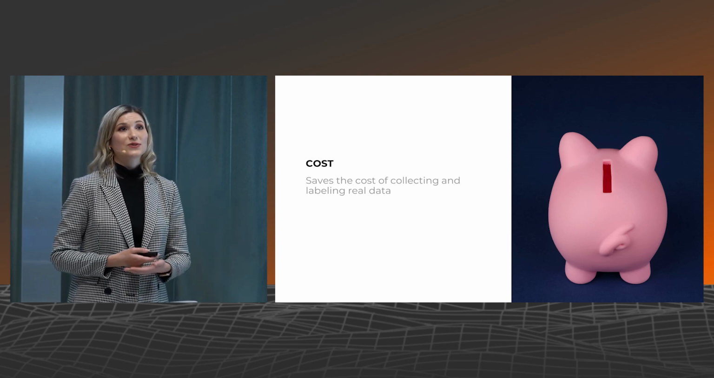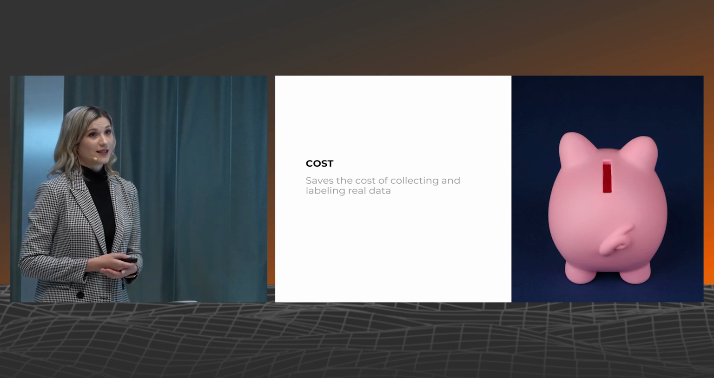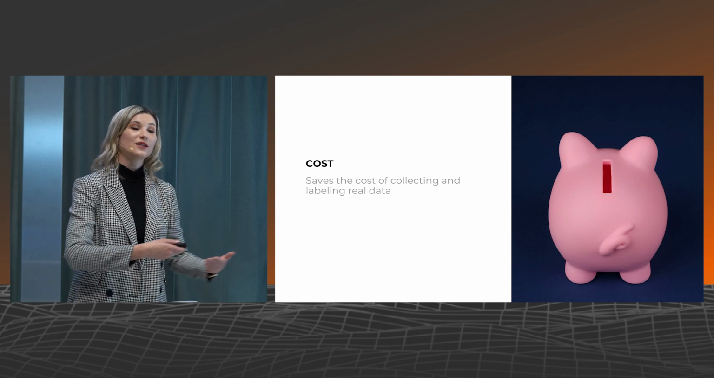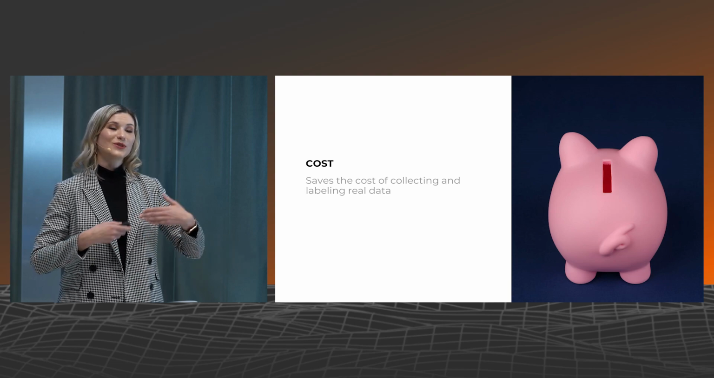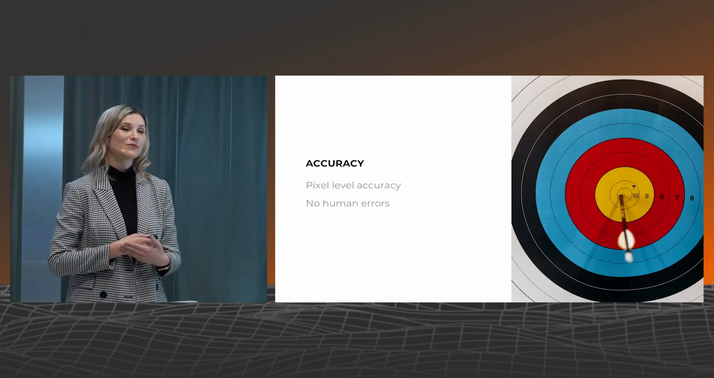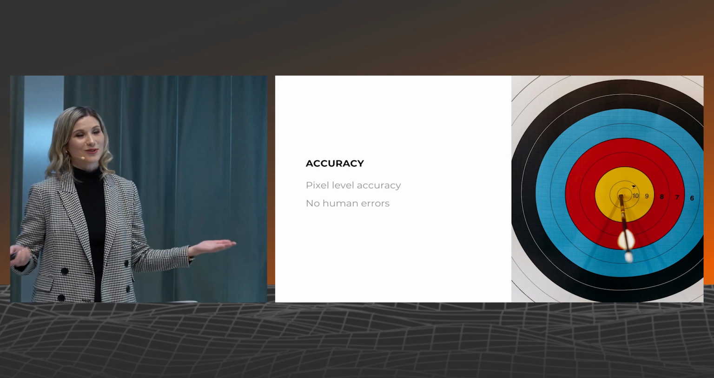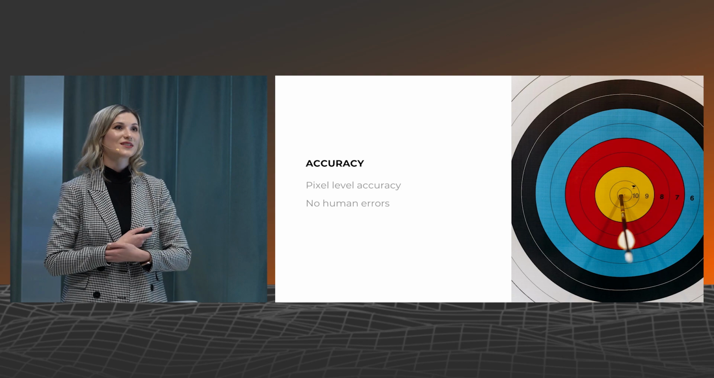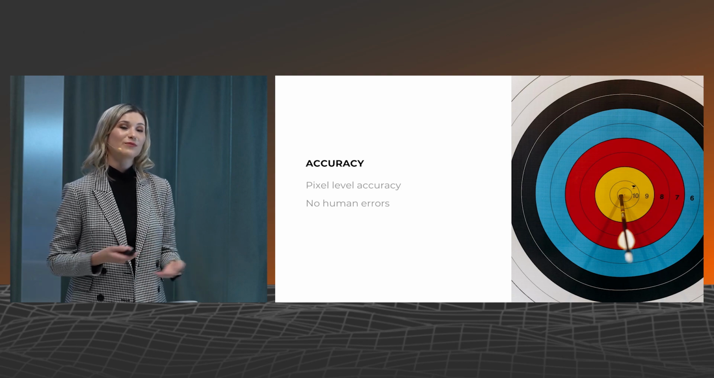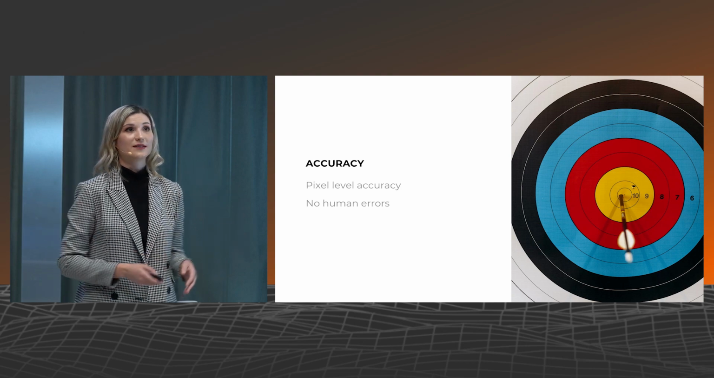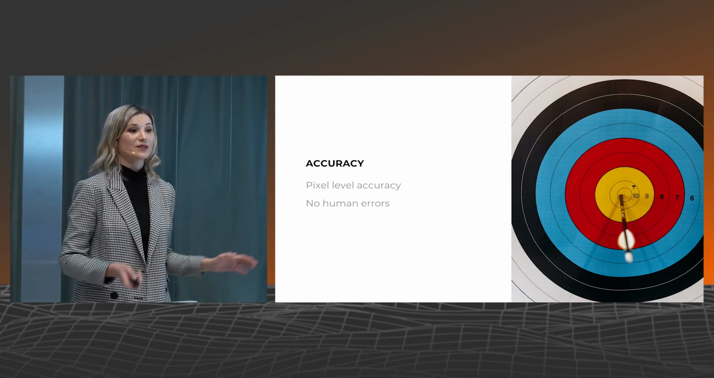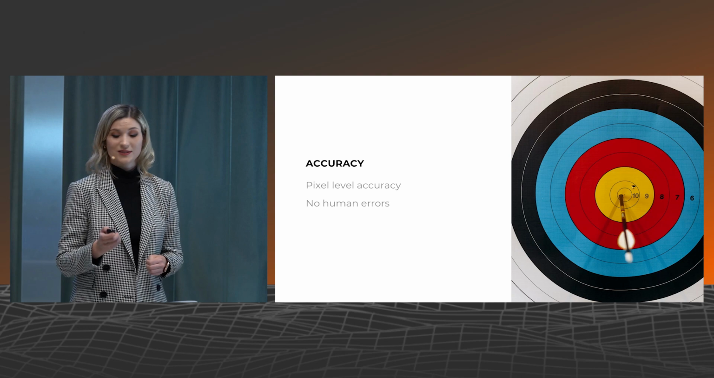Synthetic data allows you higher accuracy. And again, when talking about real data, and when we are relying on human labelers, we know that as humans, we make errors, and it's hard to draw a precise bounding box sometimes, or segmentation mask. But with synthetic data, your ground truth is always perfect, always 100% perfect. So no human errors in the loop.